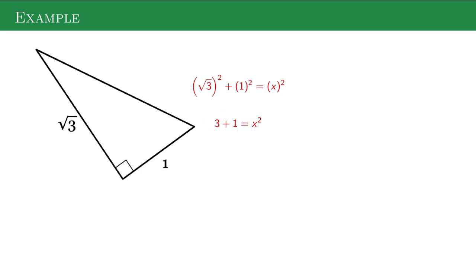I combine these like terms on the left. And then how do we solve an x squared equation? We use our square roots. And we get plus or minus 2, but we're talking about the side of a right triangle, so the negative sign doesn't make sense, so we just say our final answer is x equals 2.